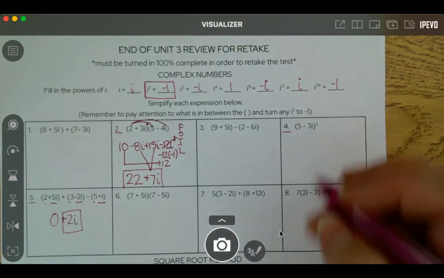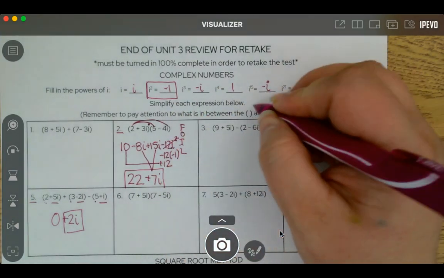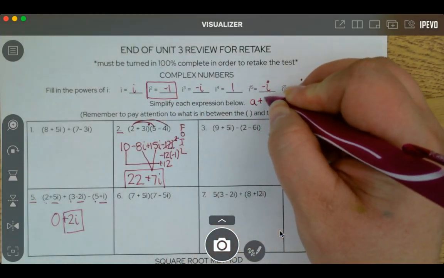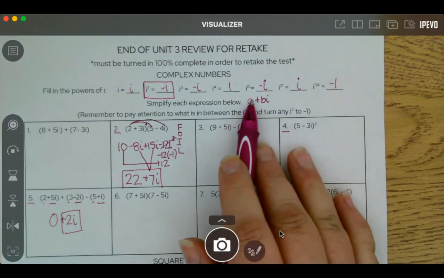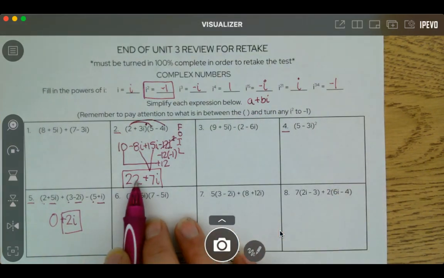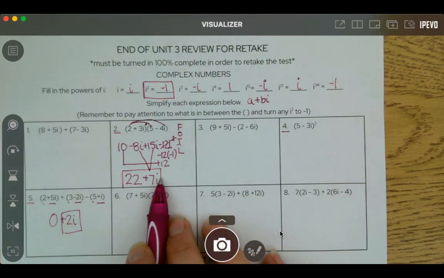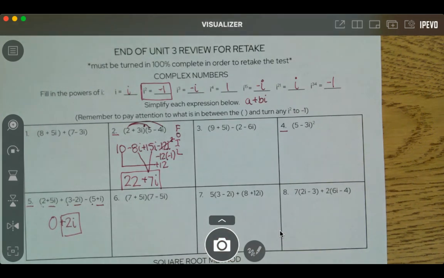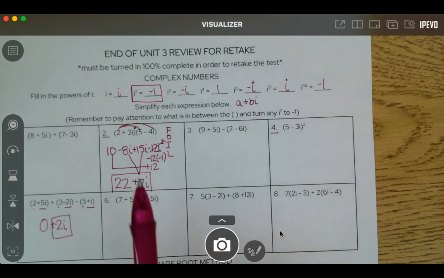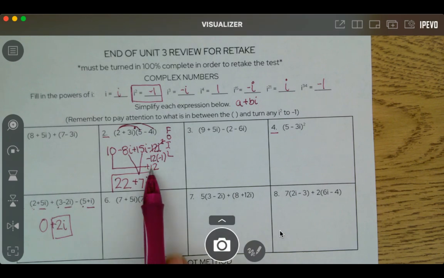On the test, it will say to simplify each expression and put your answer in the form a plus bi. That just means the real part goes first, the part without an i, and then you put the i's afterwards. Notice how i squared isn't part of that answer. That's your sign to get rid of it by making it -1.